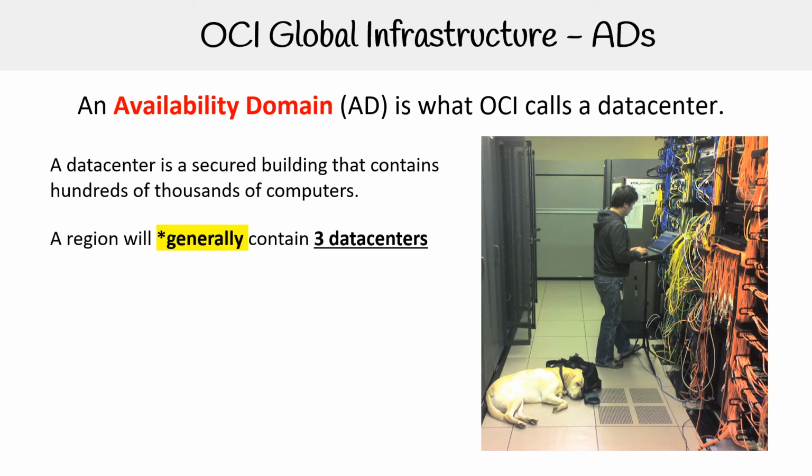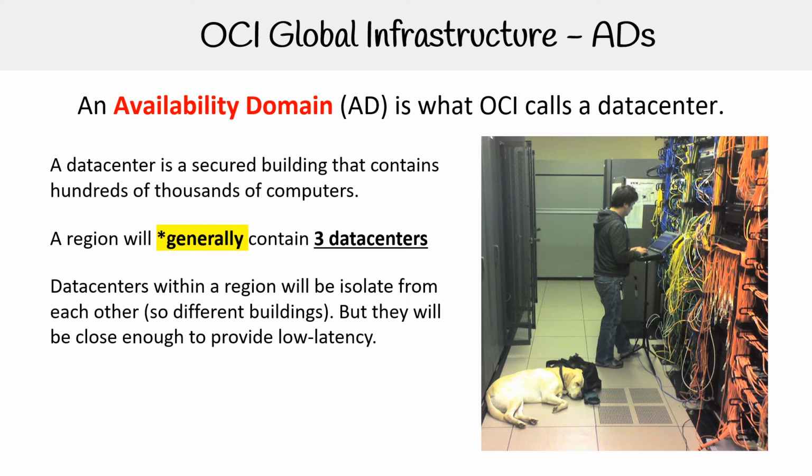A region will generally contain 3 data centers, and that is a very magic number, and we'll talk about that here in a moment. But to talk about data centers within a region, they need to be isolated from each other, so in completely different buildings. The reason why is that if one data center fails, you have other ones you can rely on. But another important thing is that the data centers need to be just close enough so they provide low latency. So those are the two things: they need to be far enough away and isolated so there's no disaster, but close enough that they're super fast to talk to each other.